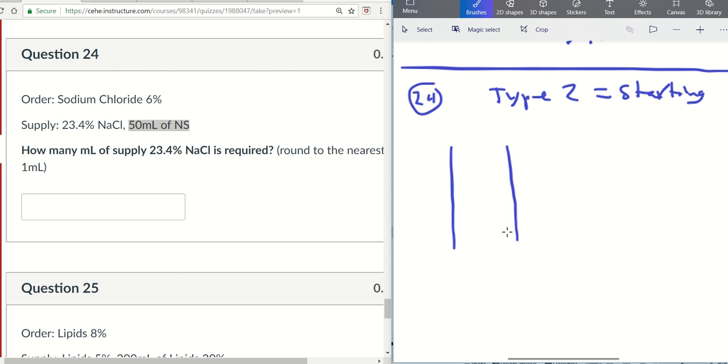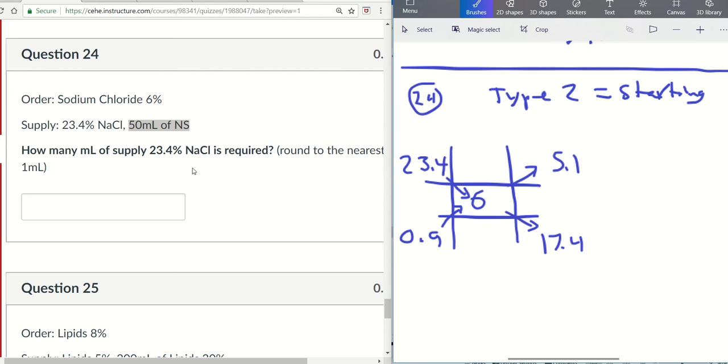What you'll do is set it up the same way with the tic-tac-toe grid. Order in the middle. Supplies to the left-hand side. NS is 0.9. Find the difference. 17.4. Find the difference here. By definition, NS is 0.9.